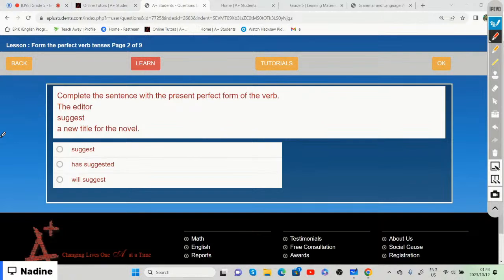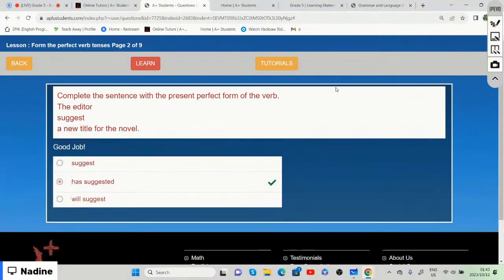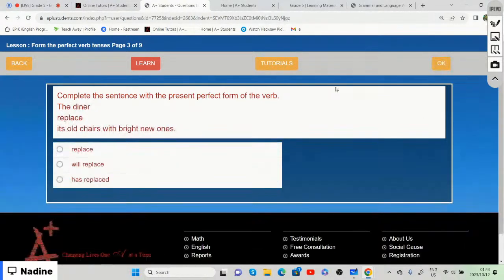So we will say the editor suggest, has suggested, or will suggest. Yes, has is correct. So sometimes have and has can be very confusing, right? But as long as we know which tense to use. So has is correct. So well done.